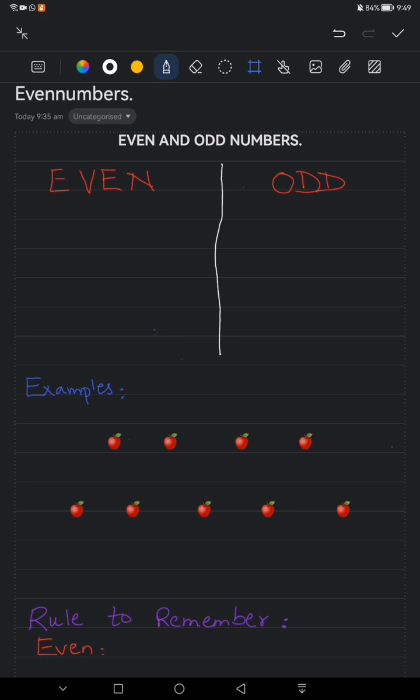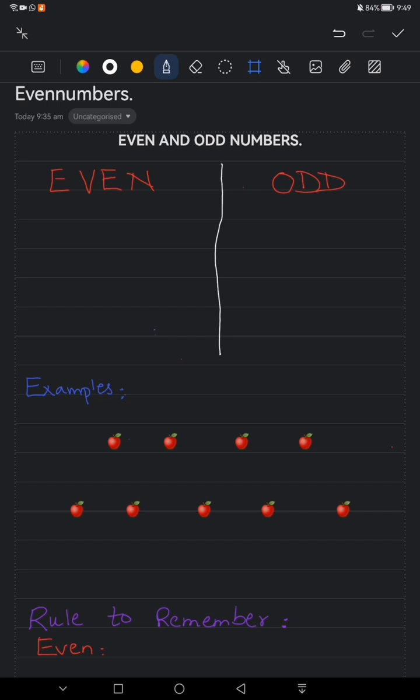Today I have a fun question for you. Have you ever tried sharing candies or chocolates with your friend? Sometimes you can share them equally, and some other times one candy is left, one chocolate is left. Do you know why? It's because of even and odd numbers. Let's learn about them today.